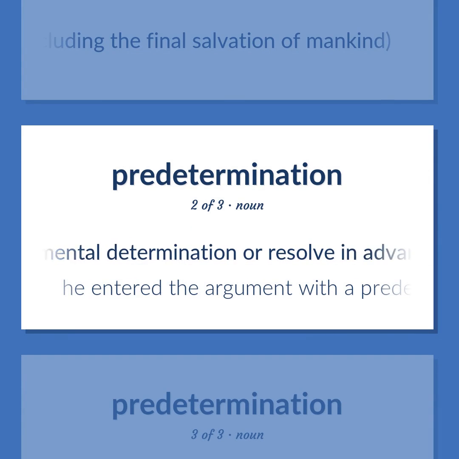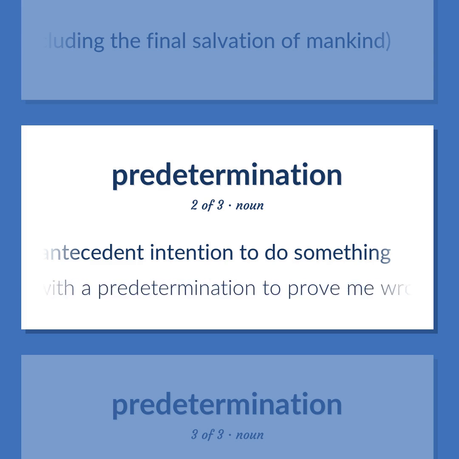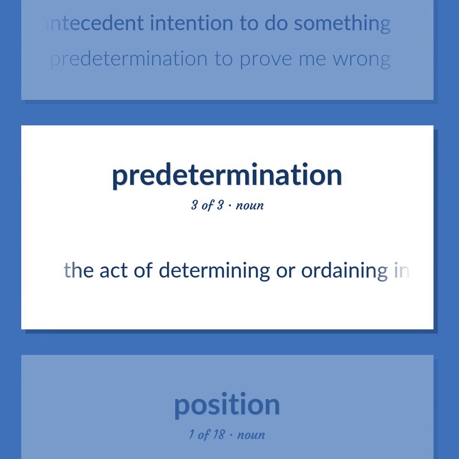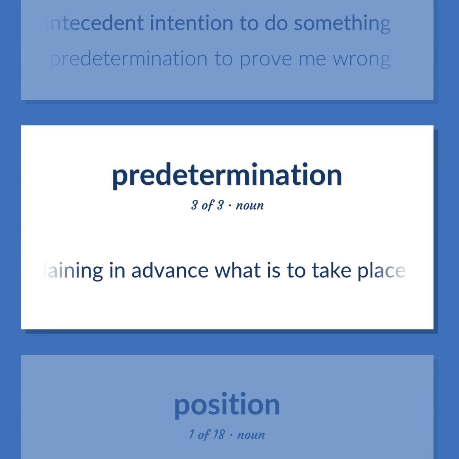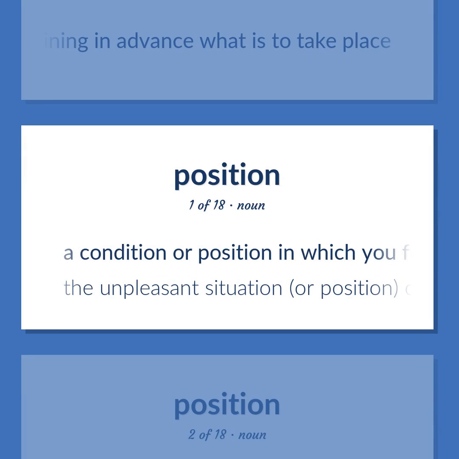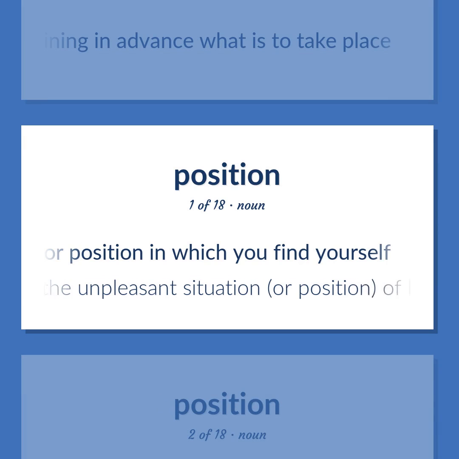A mental determination or resolve in advance, an antecedent intention to do something. He entered the argument with a predetermination to prove me wrong. The act of determining or ordaining in advance what is to take place. A condition or position in which you find yourself. The unpleasant situation, or position, of having to choose between two evils.